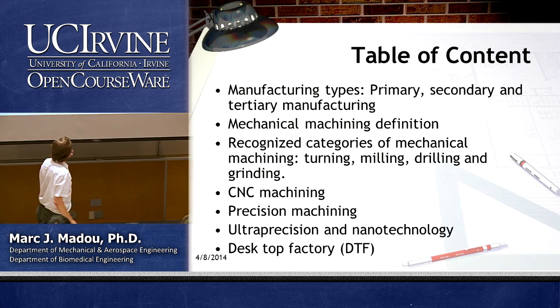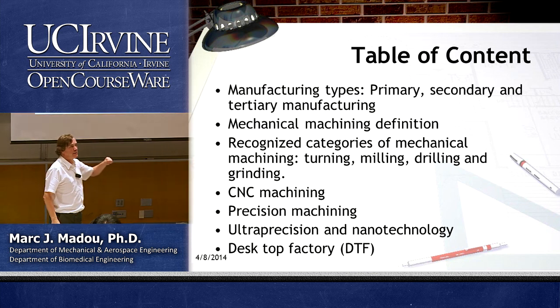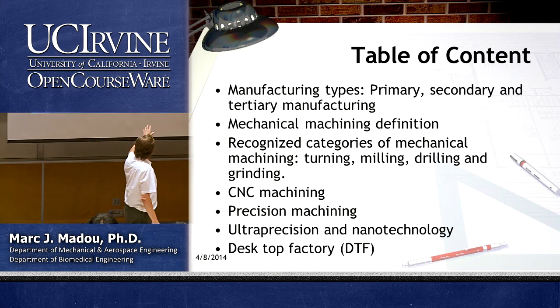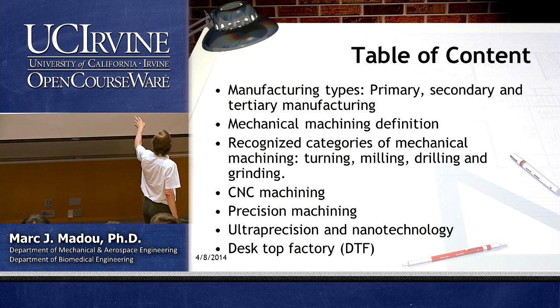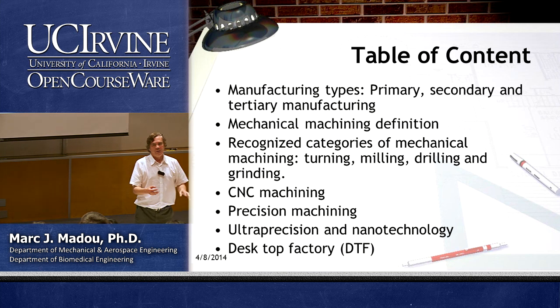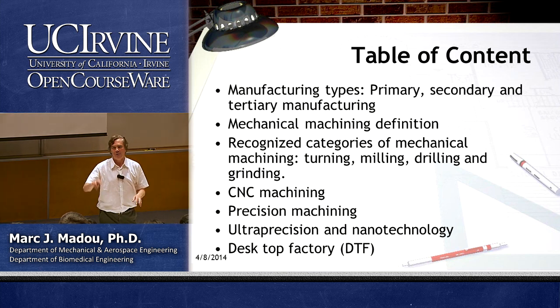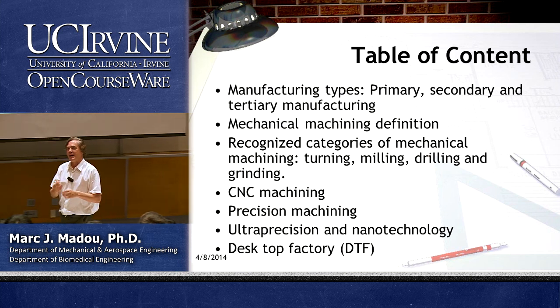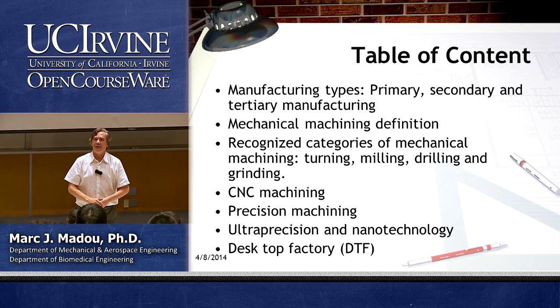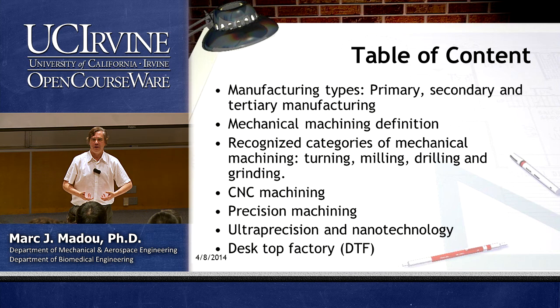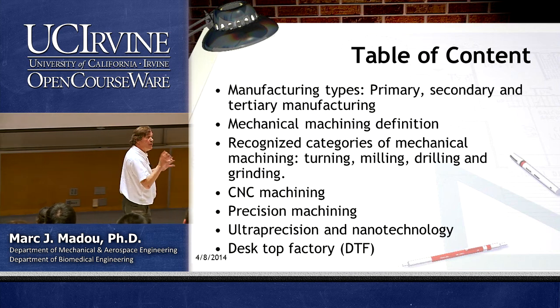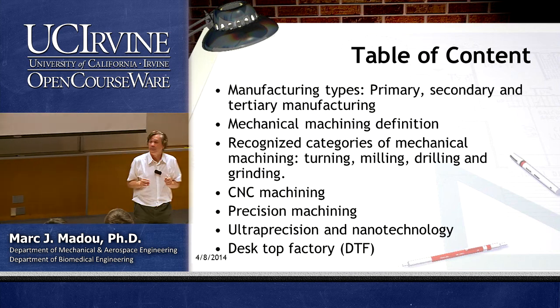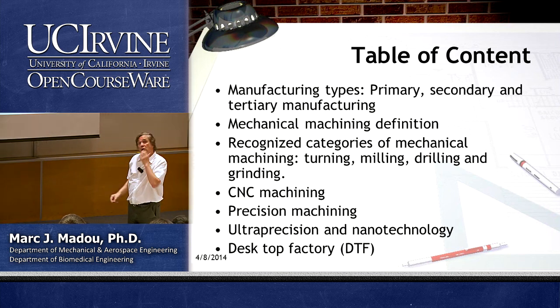It's turning, milling, drilling, and grinding. It will be easy to figure out what drilling and grinding is. Turning and milling, you'll always be confused. You always flip it around. So make sure you don't flip it around. In one case, your tool is turning. In the other case, your workpiece is turning. Okay? But we'll give you little videos to get an idea of each. Then we'll go in more detail on CNC machining.